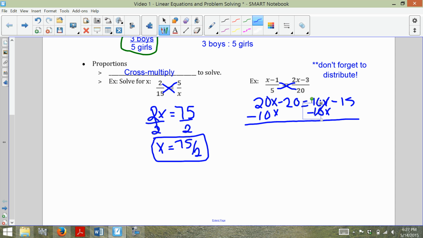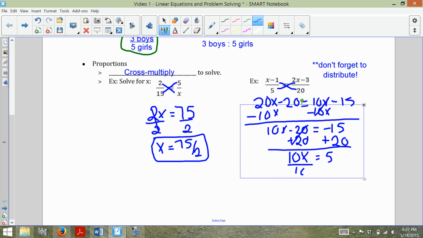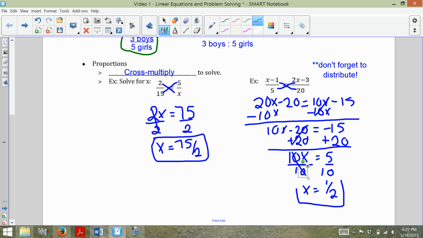And so that's going to give me 10x minus 20 on the left is equal to negative 15 I have left on the right. I can add 20 to both sides of this equation. And so we just have a 10x now left on the left side and a positive 5 on the right. And the last thing we're going to do is divide by 10 on both sides. And so I'm going to have 5 over 10, which reduces to 1/2 as my solution for x.